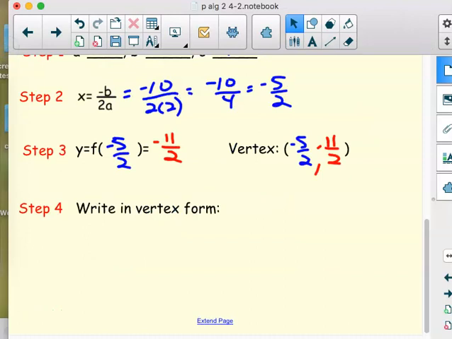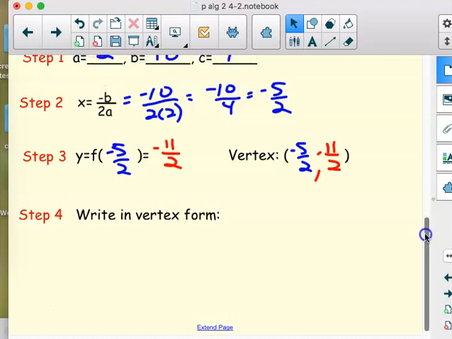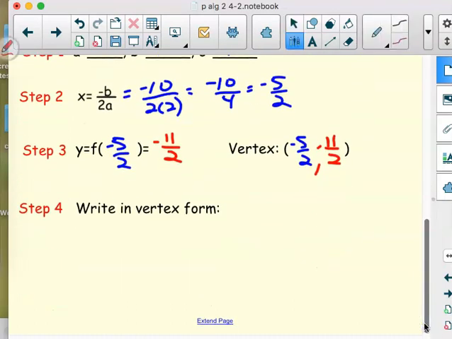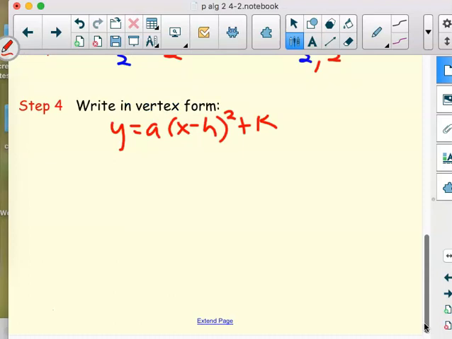And if I know A, H, and K, well, then I can write it in vertex form. So I'm thinking, did I know what A was? And the answer to that is absolutely. We wrote it down right up here. It was 2. So y equals A times the quantity x minus h squared plus k.